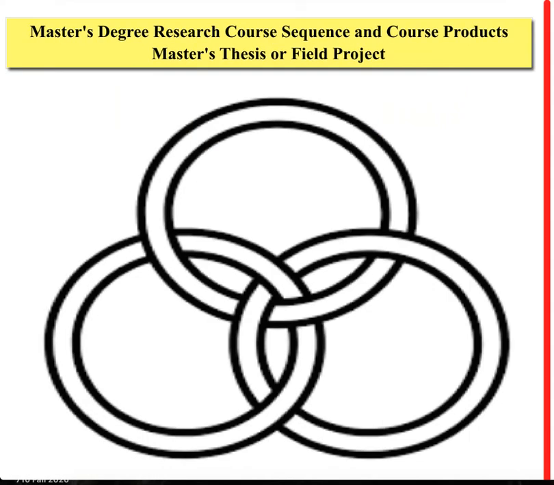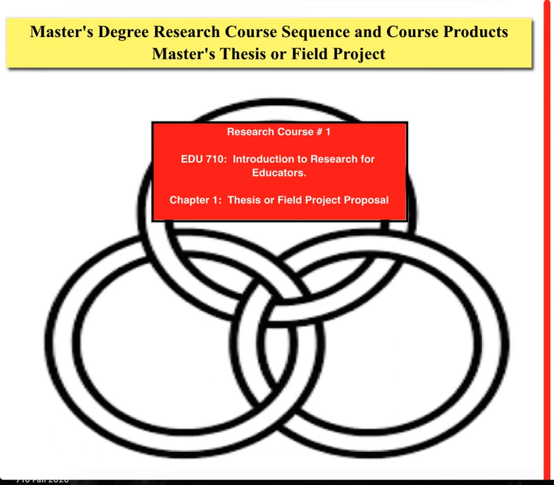And let's take a look now at the master's degree research course sequence, which consists of 3 courses. The first one is EDU 710, Introduction to Research for Educators, and that's this course, the one that you're taking right now. And as I said, there are approximately 10 or 11 assignments, and the culminating project for this course is a research thesis or field project proposal.